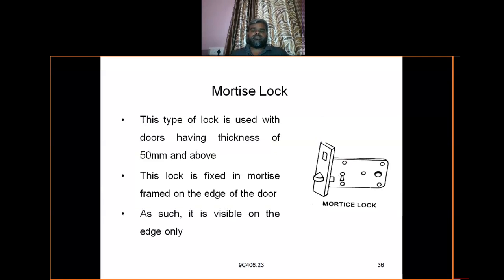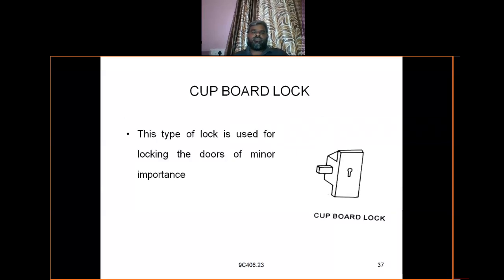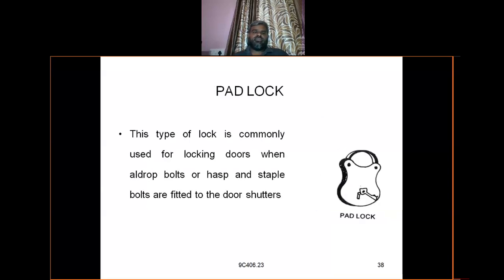This is automatically locked. The lock is fixed in the mortise frame on the edge of the door, such that it is visible on the edge. Cupboard locks: these are almara locks. This type of lock is used for locking doors of minor importance. Padlocks: this is the general common type.